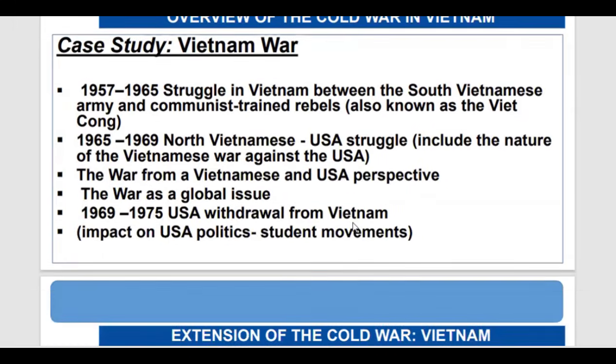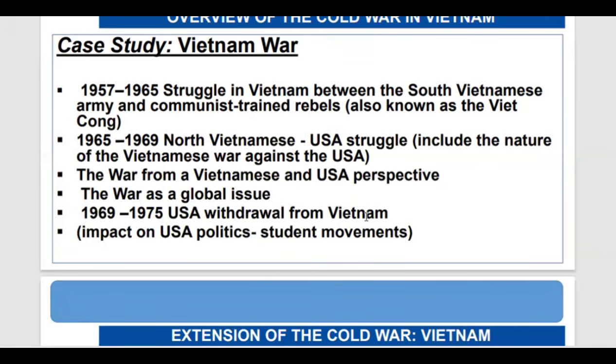Right, we are looking at 1957 to 1965. There was struggle in Vietnam between the South Vietnamese army and the communist-trained rebels known as the Viet Cong. We are going to look at how the Viet Cong got to establish themselves. Then 1965-1969, we're looking at the North Vietnamese and USA struggle, including the nature of the Vietnamese war against the USA. That's the period of the war.